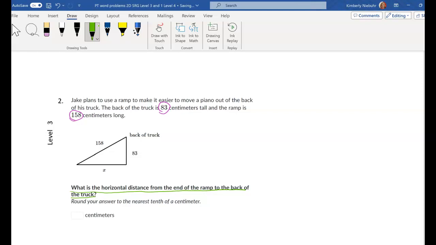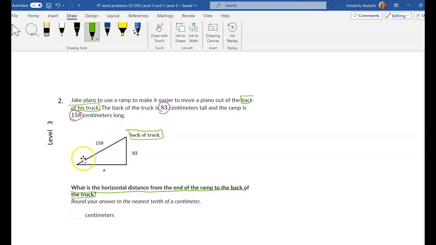Jake plans to use a ramp. Oh, here's back of truck. So we're going to box in important words. They already have the picture for us. 83 centimeters looks like it's the back of the truck. And then 158 centimeters long.